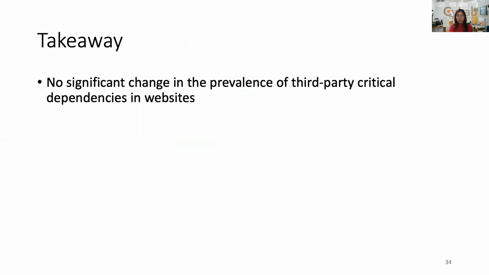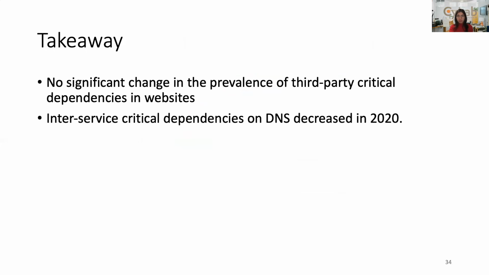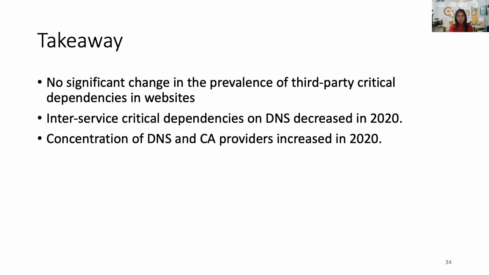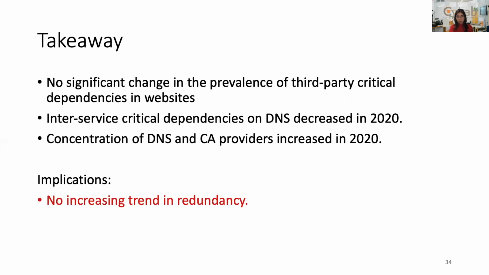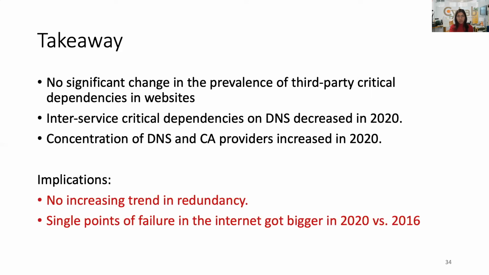To summarize, we see no significant change in the third-party dependency trends among websites. We do observe a decline in third-party dependency among service providers. We also observed that services became more concentrated in 2020 as compared to 2016. All in all, we do not see an increasing trend in redundancy. We did observe that websites using DYN were more redundantly provisioned in 2020 as compared to 2016. But in general, there was no significant trend towards redundancy. And because the concentration of providers increased in 2020, single points of failure actually got bigger.